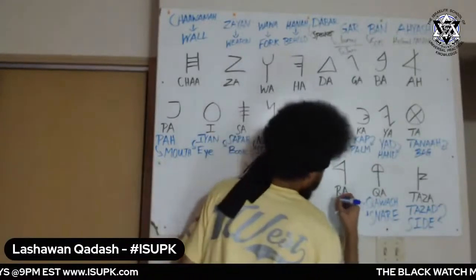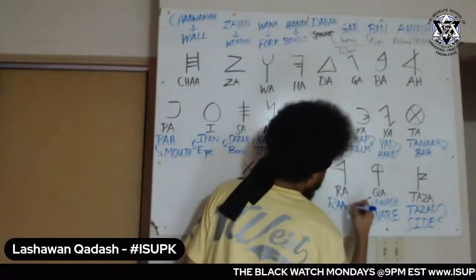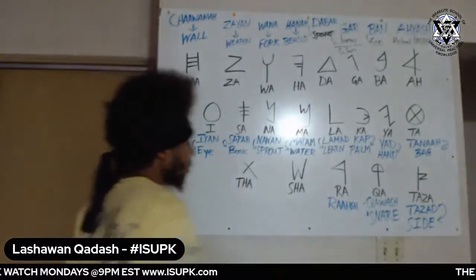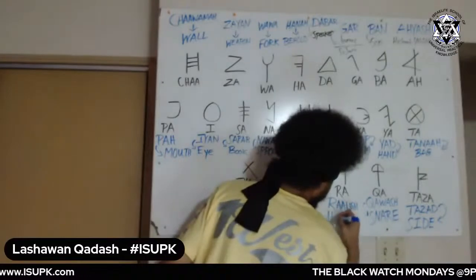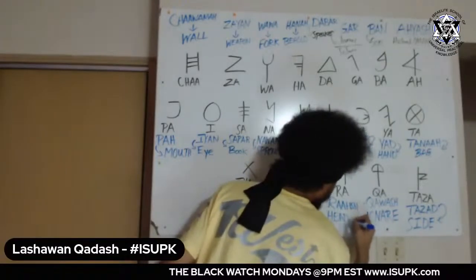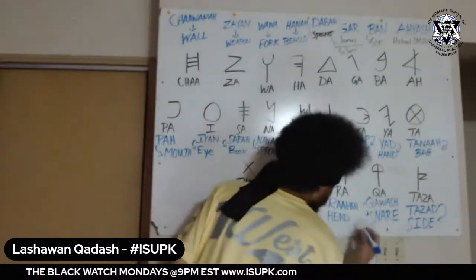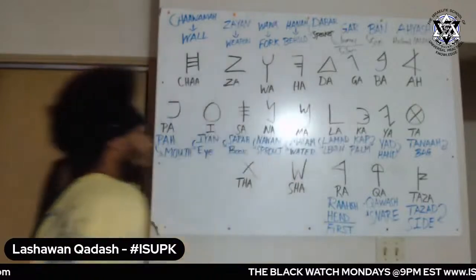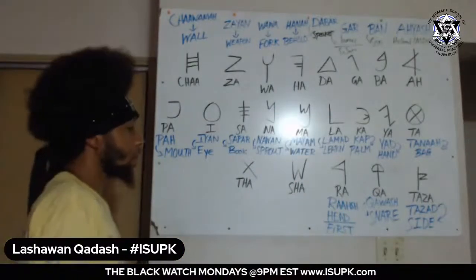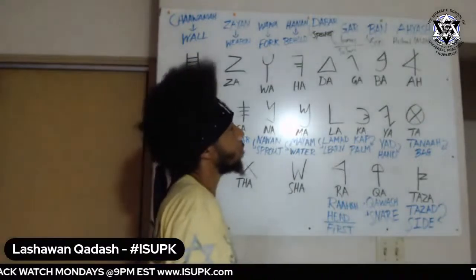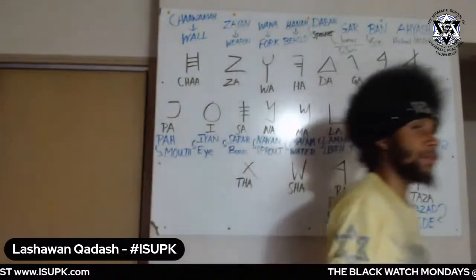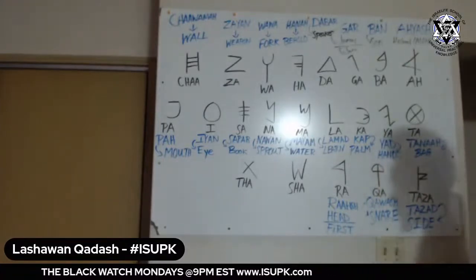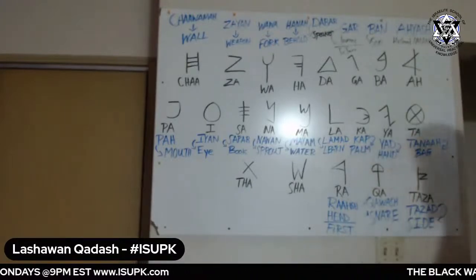Ra'ash, which means head. That's on your body. It can mean first. Ra'ash can mean head, first, or also begin. So all the words that are related to first, being in the first place, head, like head start, kindergarten, things of that sort.